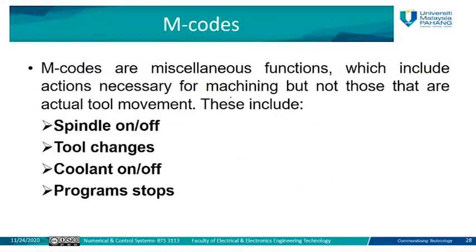For the M code here, we said M code is more on the miscellaneous functions. So it's used more on the operation of the machine: turning the spindle on and off, tool change, which means I want to change the tool, coolant on and off, program stop at the end of the program, and so on. So it's more on the commands which are not on the product itself, but like auxiliary functions which help to complete the original code of the G code.